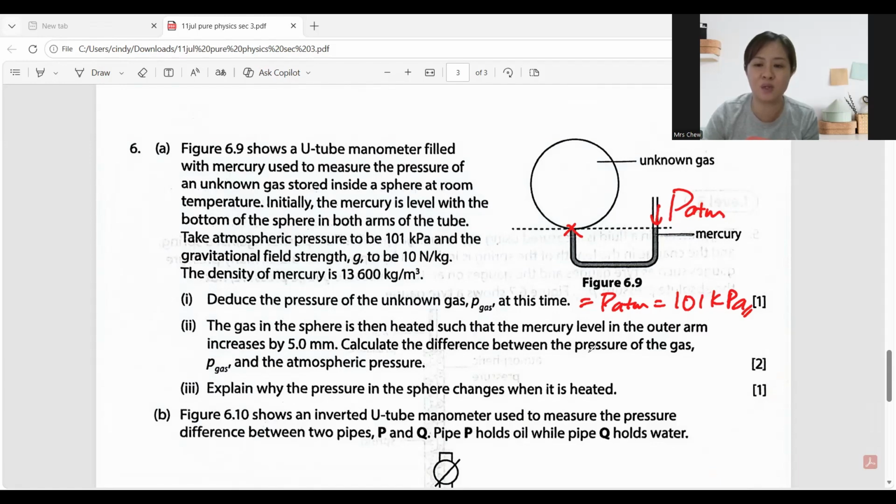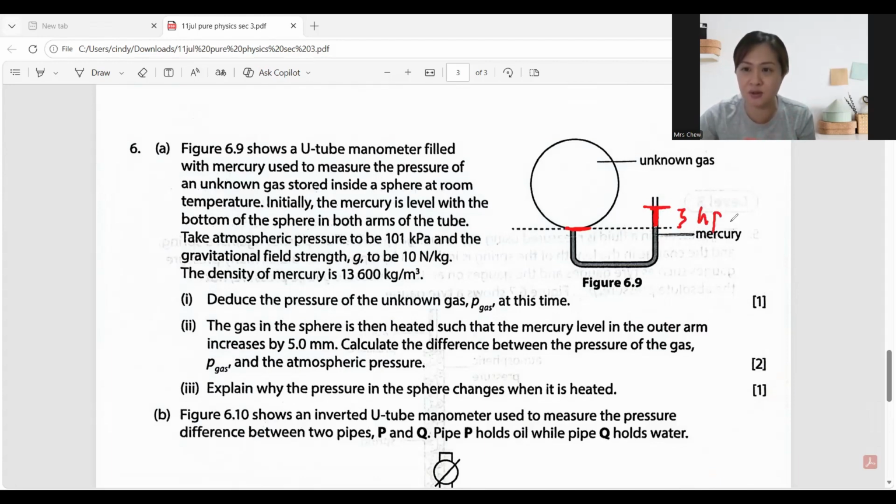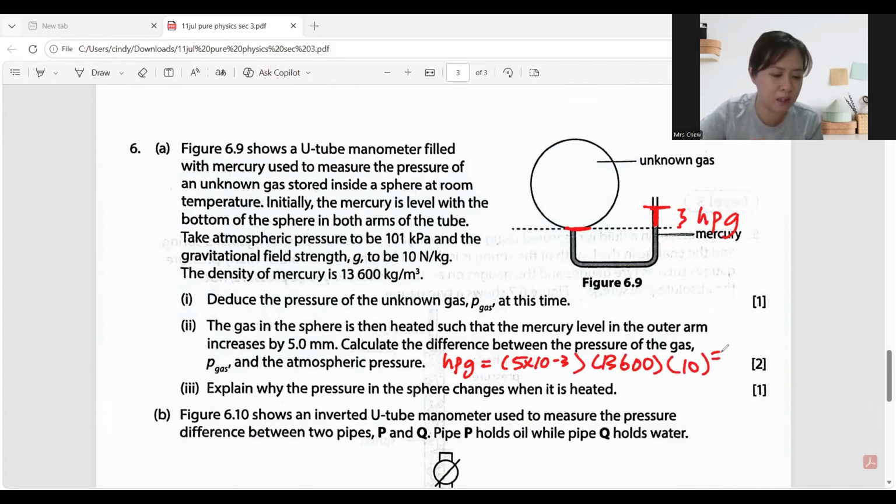The gas is then heated, and the mercury in the outer arm rises by 5 mm. Calculate the difference between the pressure of the gas and the atmospheric pressure. The change in level is the difference in the pressure, which is due to height times density times gravity. The height we have to convert, 5 times 10 to the power of minus 3 meter, and the density is 13600 and then 10, and we will be able to get 680 pascal.